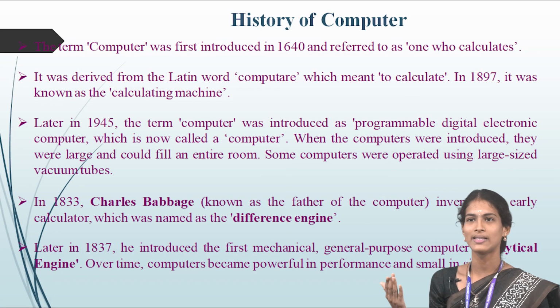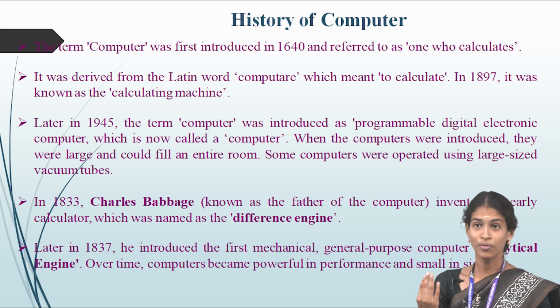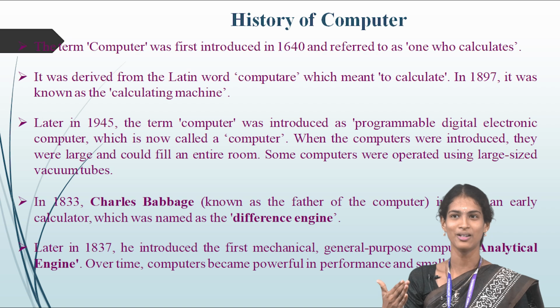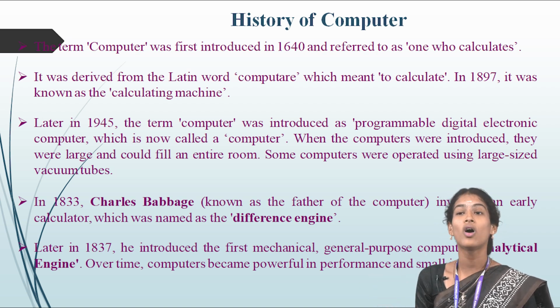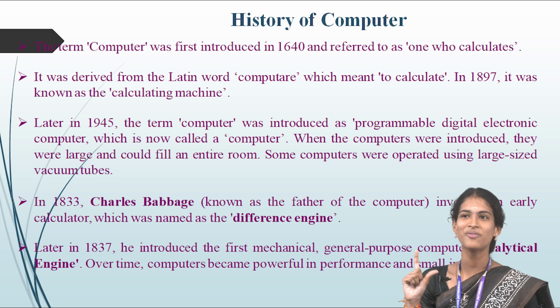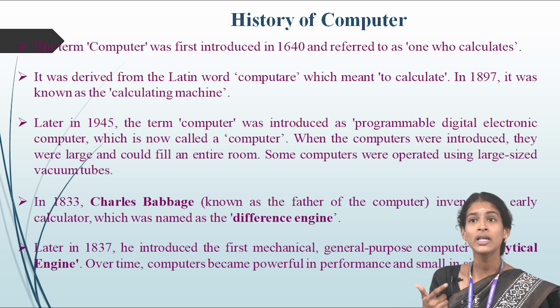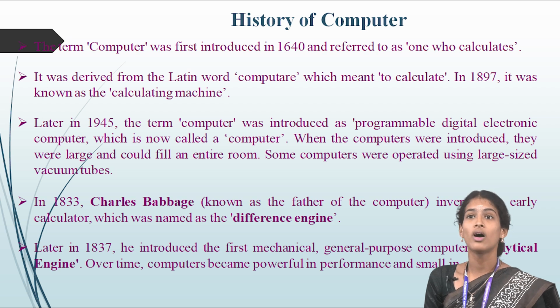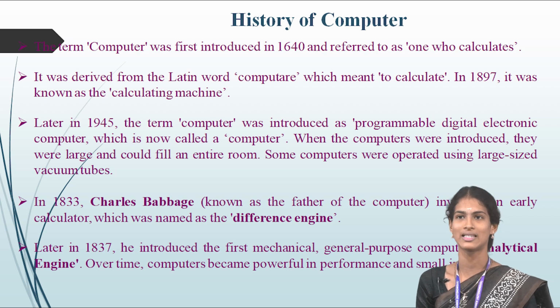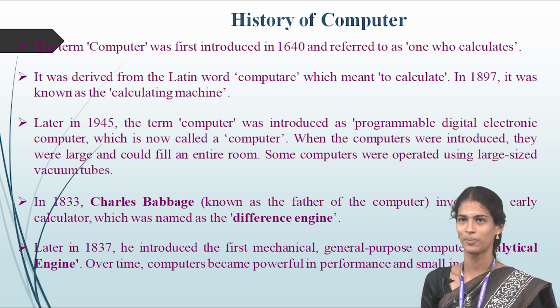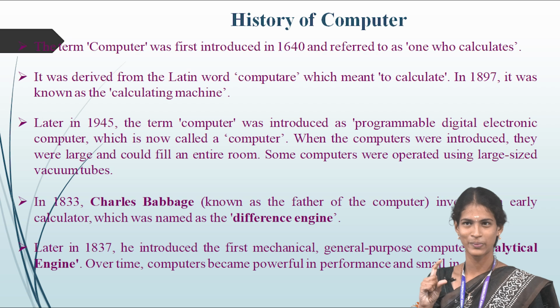The next topic is the brief history of computer. The term computer was first introduced in 1640 and referred to one who calculates. It was derived from the Latin word computare, which means to calculate. In 1897, it was known as the calculating machine. Later in 1945, the term computer was introduced as the programmable digital electronic computer, which is now called computer.